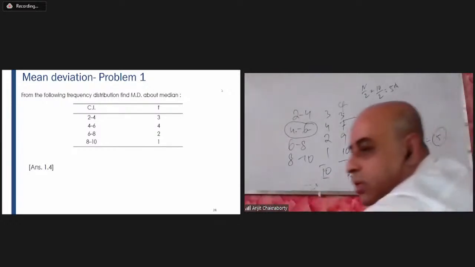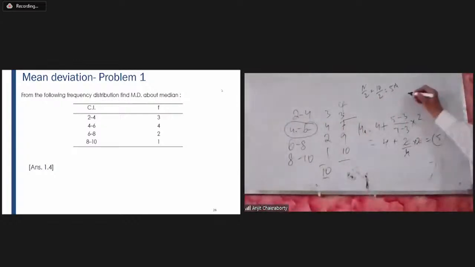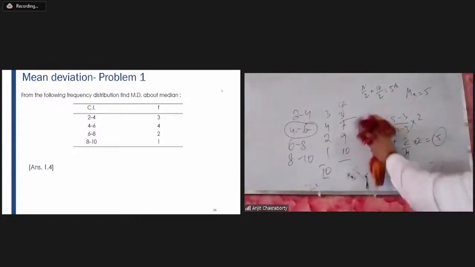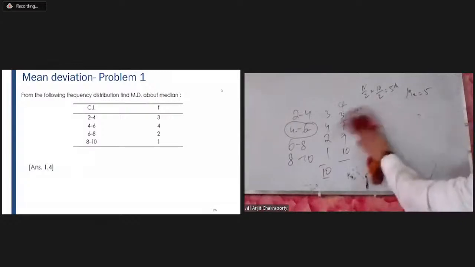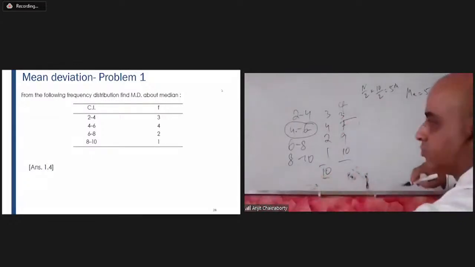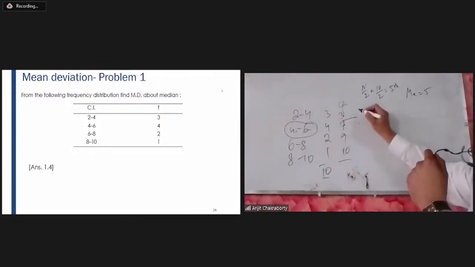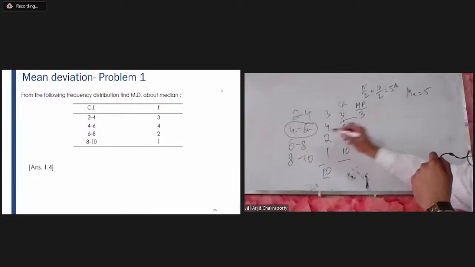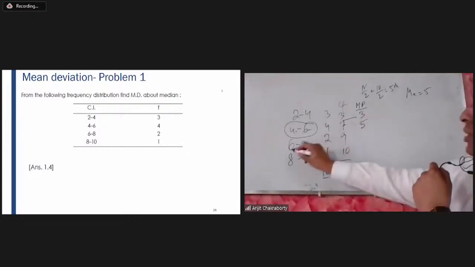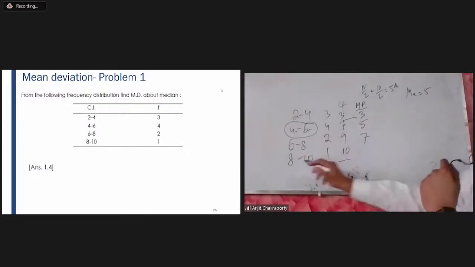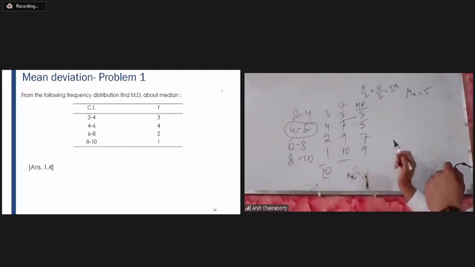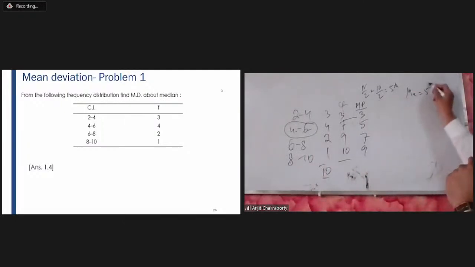I'm just writing median equal to 5 here, and I'm rubbing this portion because I need to draw one more column here. Now I will draw the midpoint, MP. 2 to 4 is 3, 4 to 6 is 5, 6 to 8 means it is 7, and 8 to 10 is 9. The median is also known to us, 5.